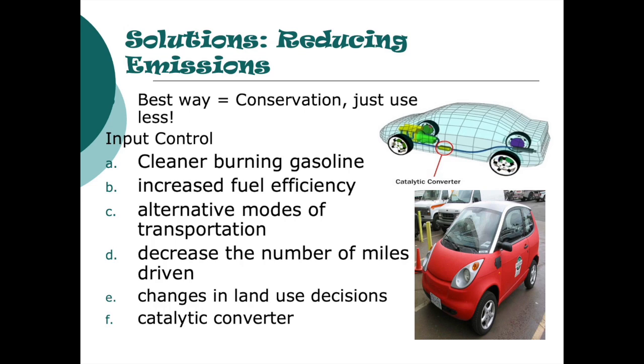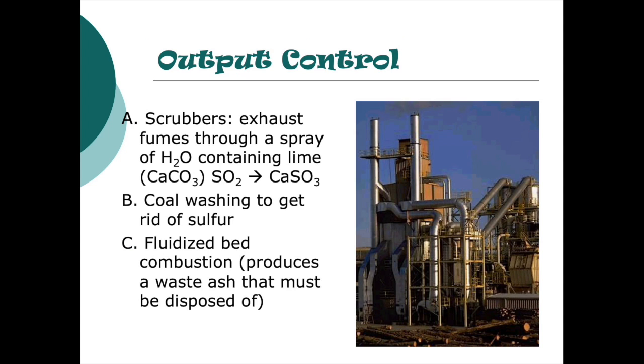So, what is a solution? Reduce the emissions. And then we also can start to look at controlling the output. Can we start to scrub those exhaust fumes? Can we start to get rid of the excess going into the atmosphere? But again, even doing that is going to have a cost. If we coal wash, we're going to get rid of the sulfur, but where is the sulfur going to go? We have this waste ash that is then created that we have to dispose of.